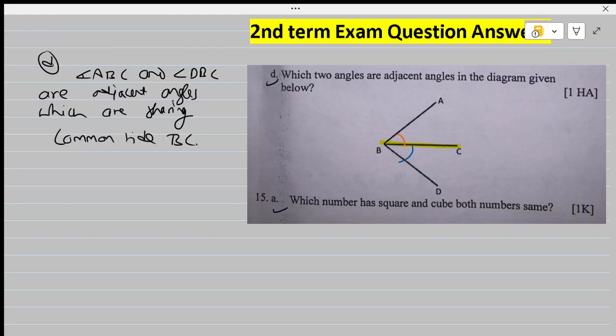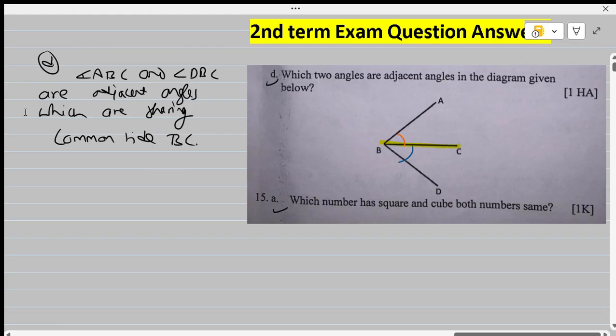Which number has square and cube both the same? So it's 1. If you make the cube of 1, you get 1. If you make the square of 1, you get again 1. So 1 is the number which has square and cube both the same. Okay, so 15 number A up to here I did.